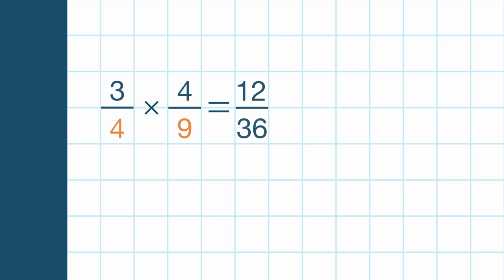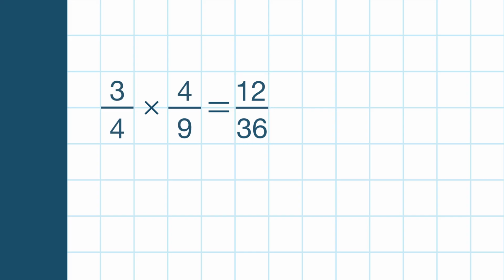Let's try another example. 3/4 times 4/9. Multiply the numerators. 3 times 4 equals 12. Multiply the denominators. 4 times 9 equals 36. So 3/4 times 4/9 equals 12/36.